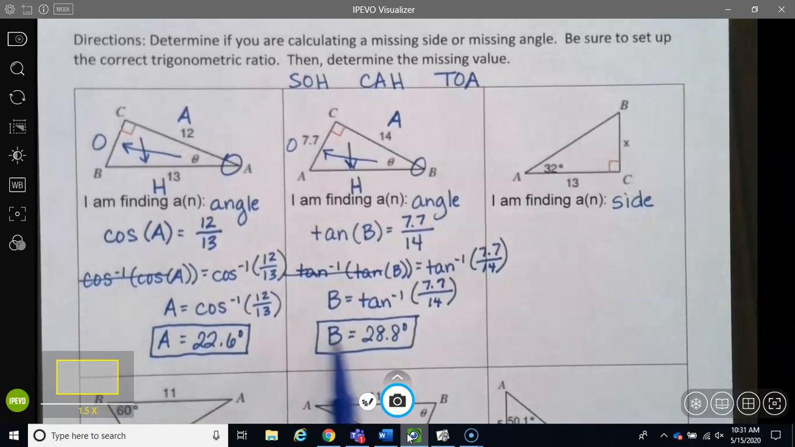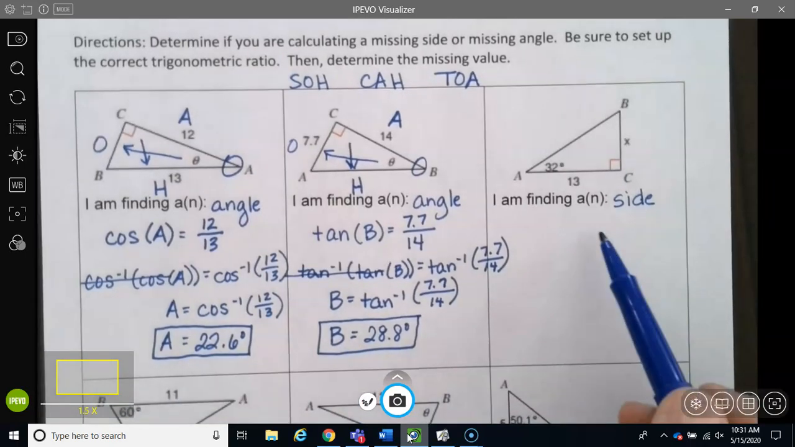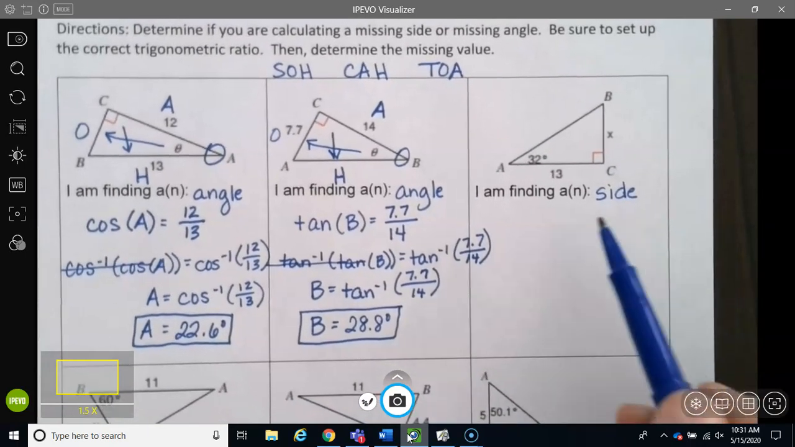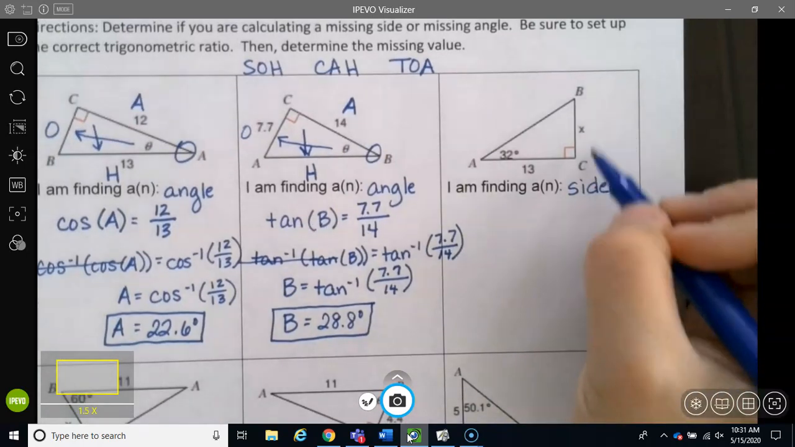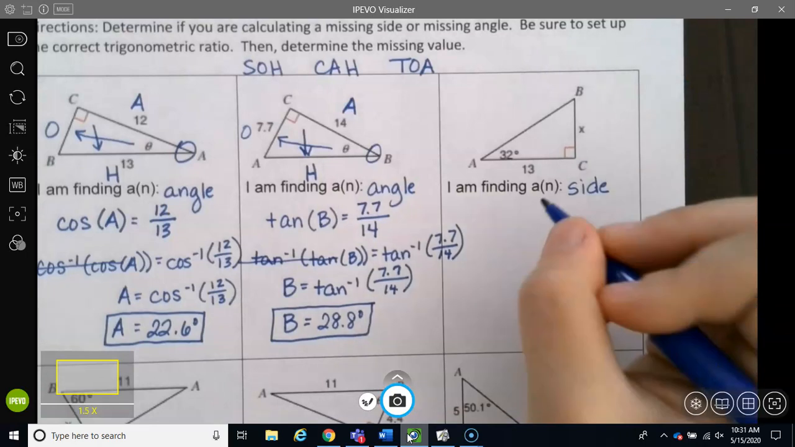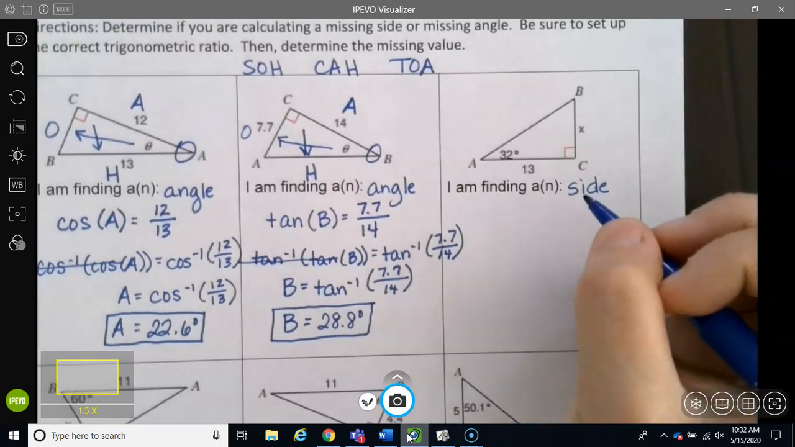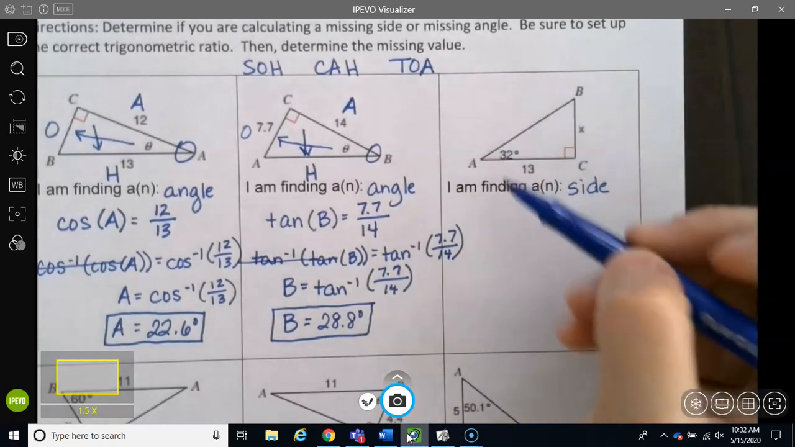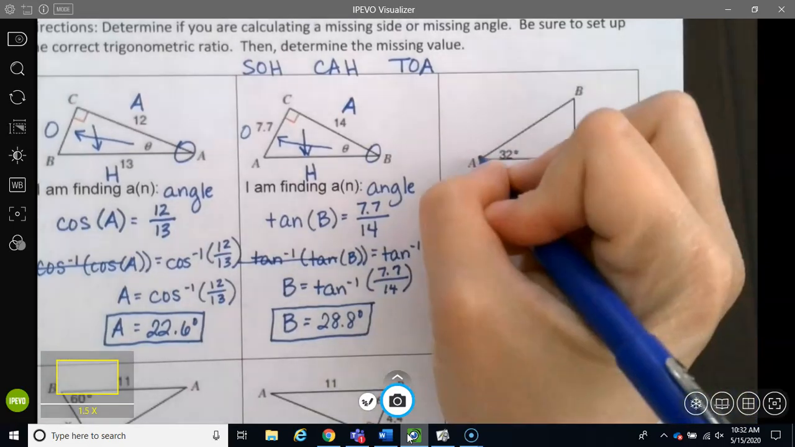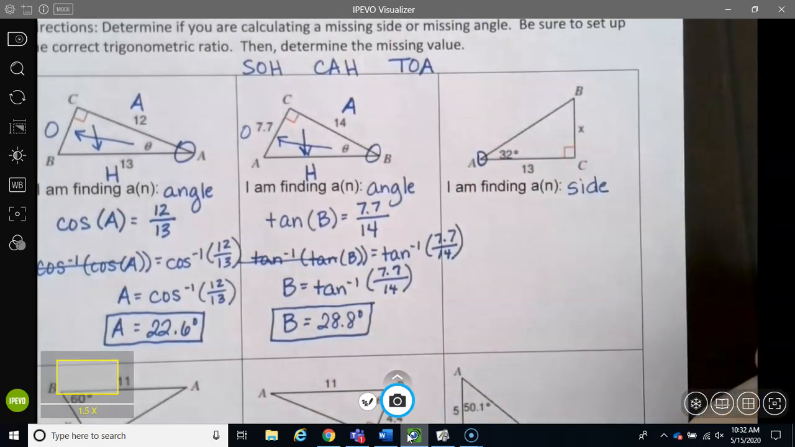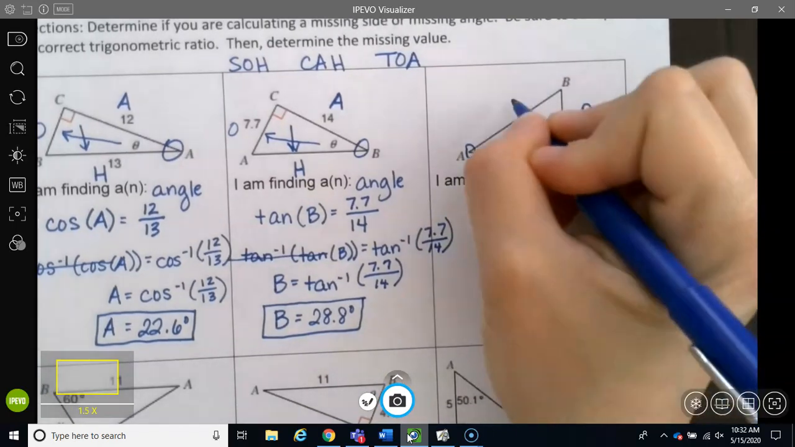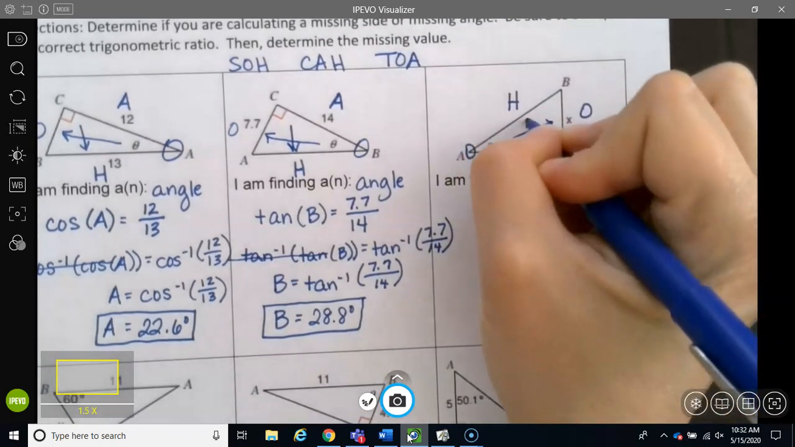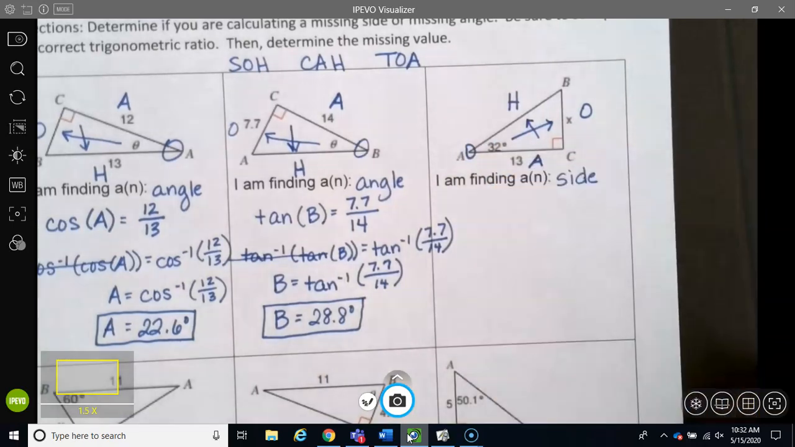So these two are like what we did this week. This one is going to be like what we did last week when we're finding a missing side. So since the variable's on the outside of the triangle, then that's the side we're trying to find. So since we're finding a side, we got to look, well, which angle do they give us? They gave us angle A is 32 degrees, so that's going to be our reference angle. Figure out your opposite, your hypotenuse, and your adjacent sides based on that reference angle.